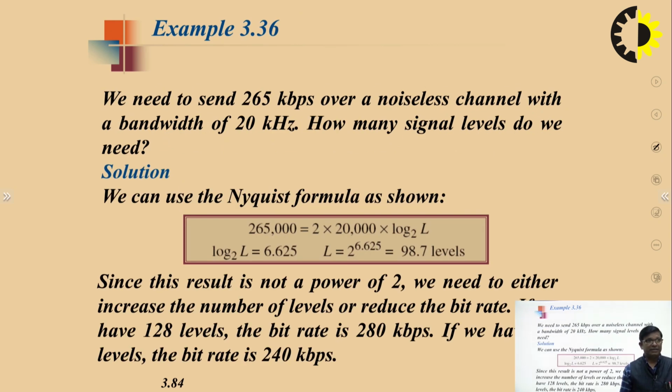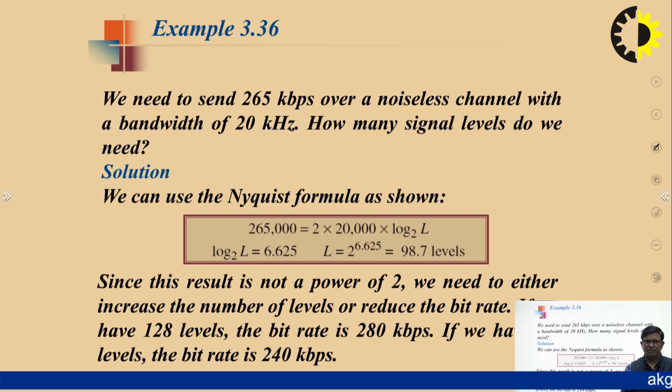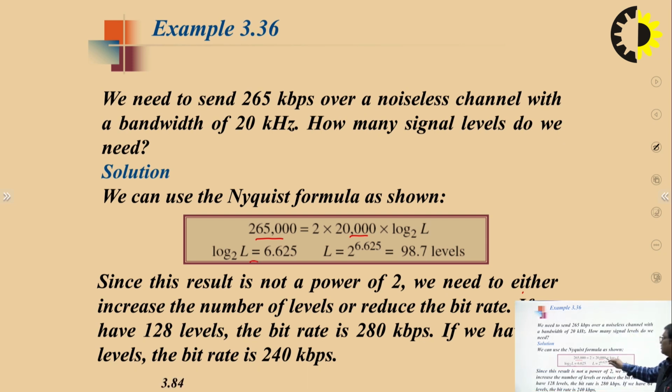Now, another question: if we need to send 256 kbps over a noiseless channel with a bandwidth of 20 kHz, how many signal levels do we need? We need to find L, the number of levels. This has been given, so you need to calculate L, which you can do very easily. Calculating L, we get L equal to 2 to the power 6.625, which gives 98.7 levels, which is not feasible. Since the result is not a power of 2, we need to either increase the number of levels or reduce the bit rate.